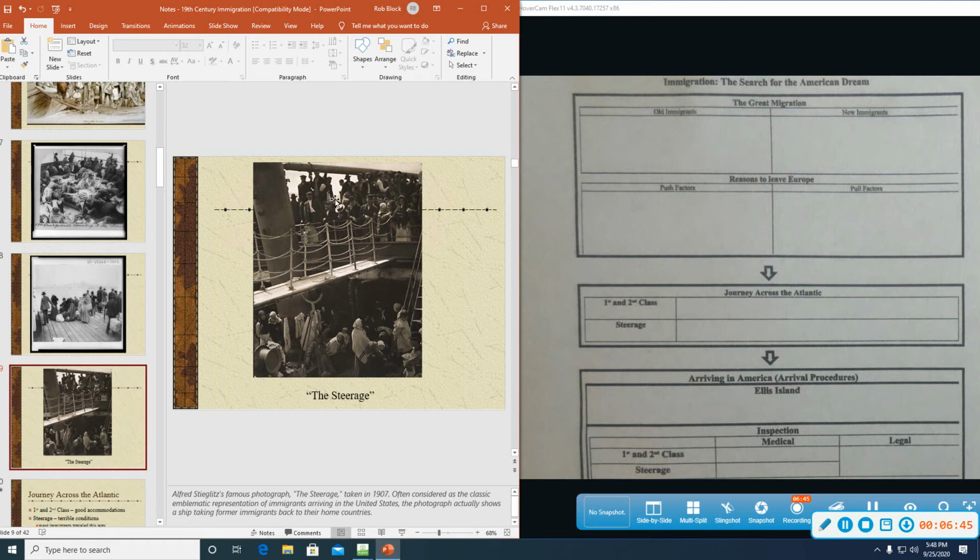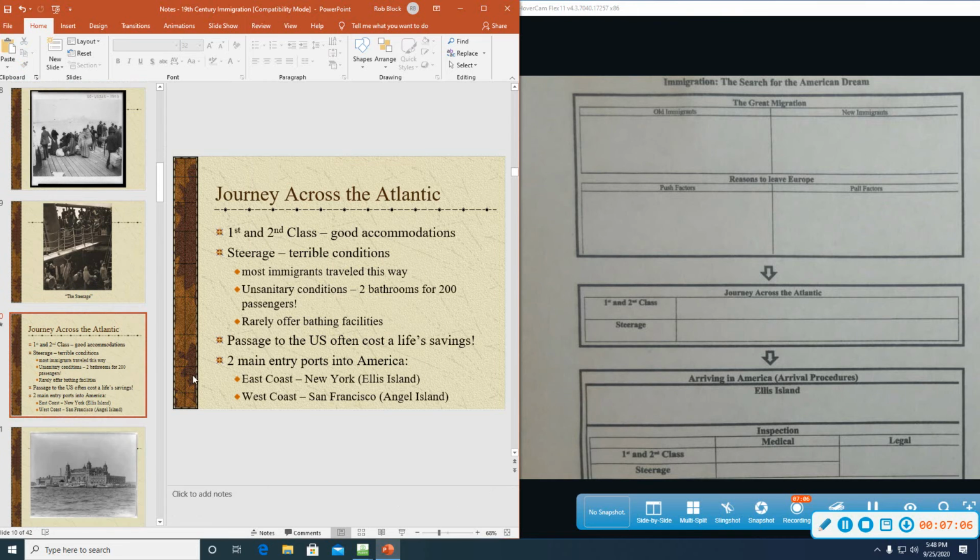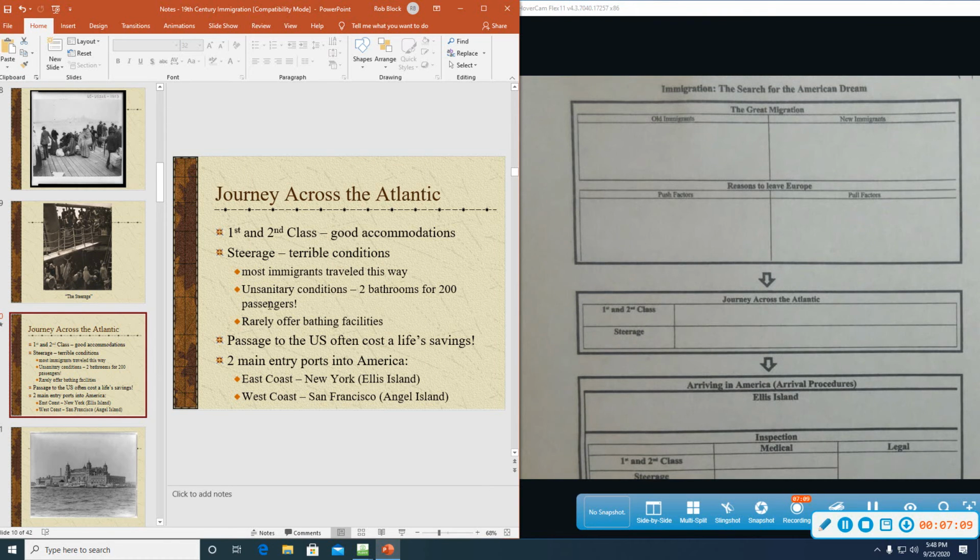Okay, remember, the upper classes would be in the upper decks with accommodations, and the lower would be in what's called steerage. Okay, not nice accommodations. A lot of it was originally designed for storing cargo, and now it'll be human cargo. Most people came to America during this time in steerage. Okay, journey across the Atlantic.